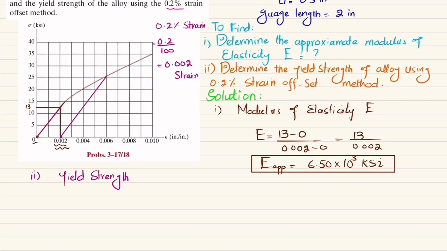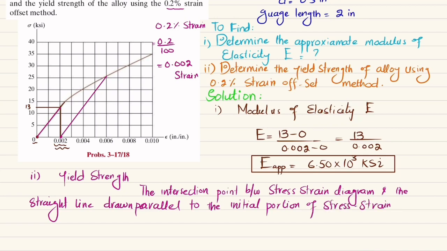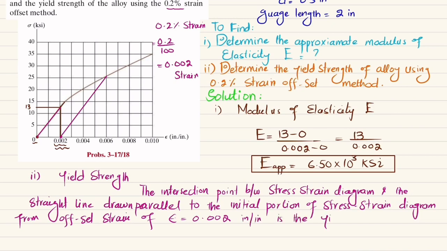And I will write the remaining thing: the intersection point between the stress strain diagram and the straight line drawn parallel to the initial portion of the stress strain diagram from the offset strain of 0.002 inch per inch is the yield strength of the alloy.